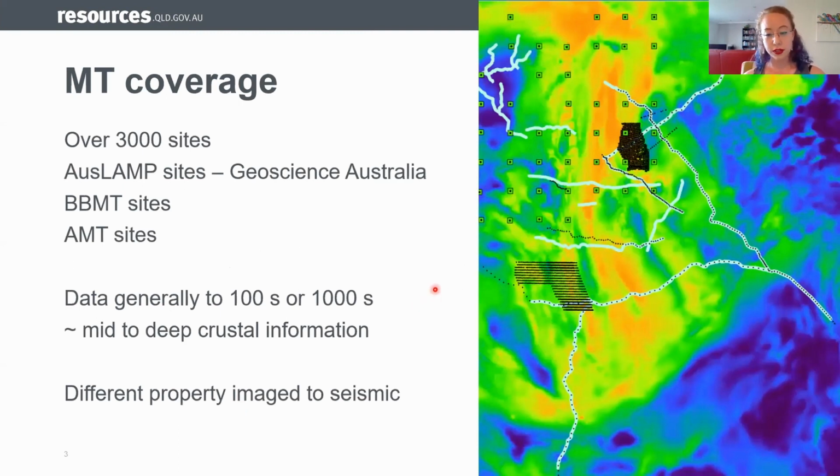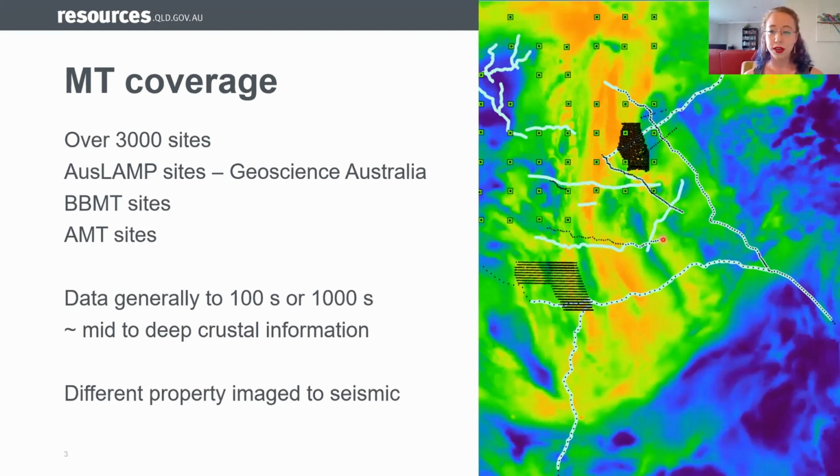We've got a hell of a lot of data in the Mount Isa area. We've got over 3,000 sites. In the north of the province, up here, we've got a wonderful backbone of some AusLAMP sites collected by Geoscience Australia, and those are these green squares. And then in the smaller black points, we've got a variety of different MT data sets from a number of surveys over the years.